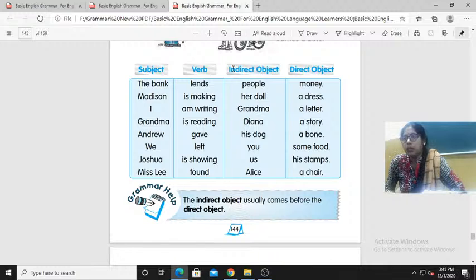Okay, now one more thing you just remember. Look, about the direct object and the indirect object, how do they come? The indirect object usually comes before the direct object. Indirect object always plays before the direct object. Try to remember, the two stay together, they don't stay apart. The indirect object comes before the direct object. Please try to practice it, try to learn it. If you practice, you will get good marks.